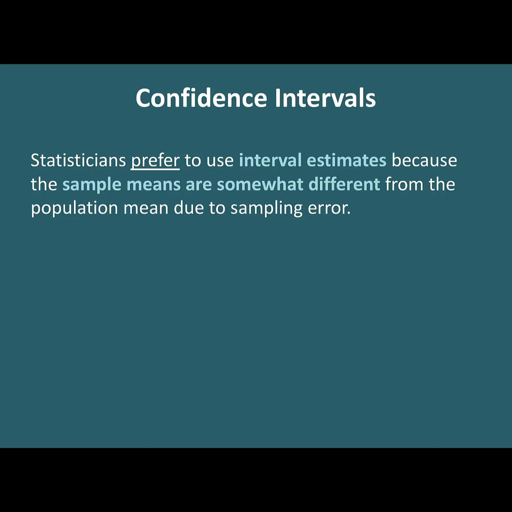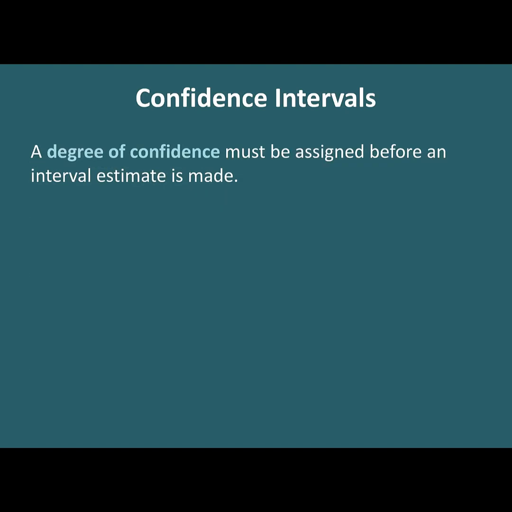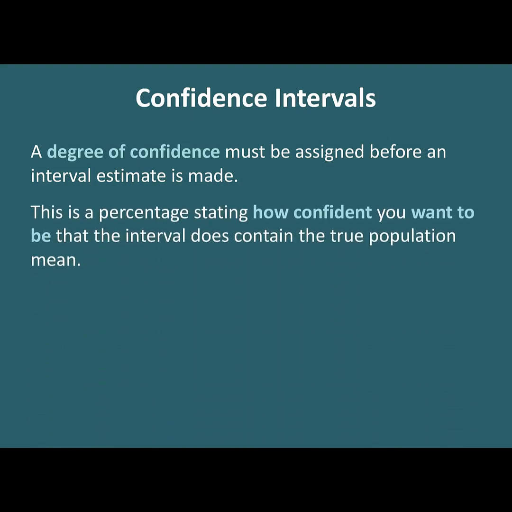Statisticians prefer to use interval estimates because the sample means are somewhat different from the population mean due to sampling error. Interval estimate. An interval estimate of a parameter is an interval or a range of values used to estimate the parameter. The estimate may or may not contain the value of the parameter being estimated. A degree of confidence must be assigned before an interval estimate is made. This is a percentage stating how confident you want to be that the interval does contain the true population mean.